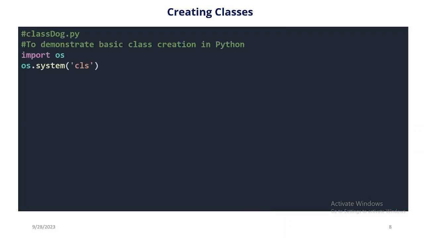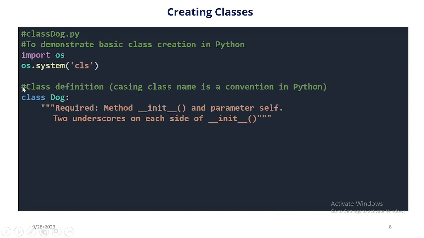We start with the first class. We call it class Dog to demonstrate basic class creation in Python. So we say class definition, class Dog. Now everything you see here is a comment, a docstring comment, as you already learned from the previous classes. So the __init__ method is required and the self parameter is required. You can't do without those.